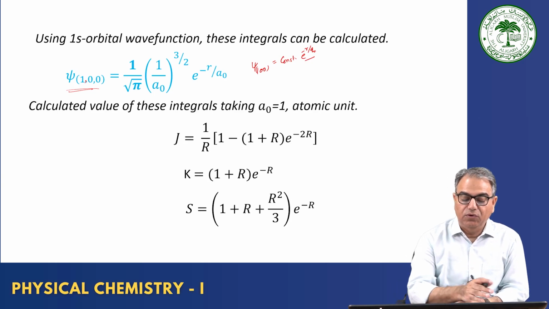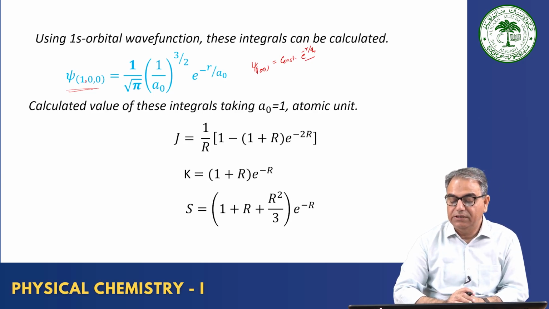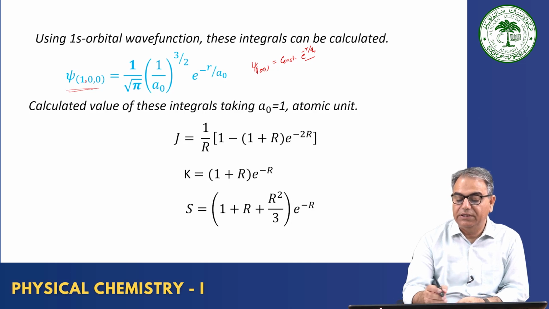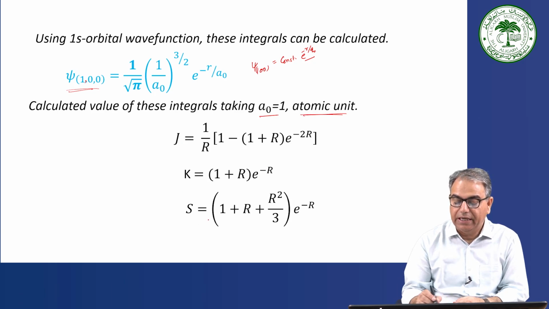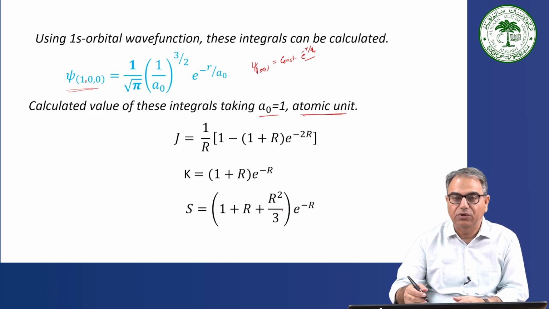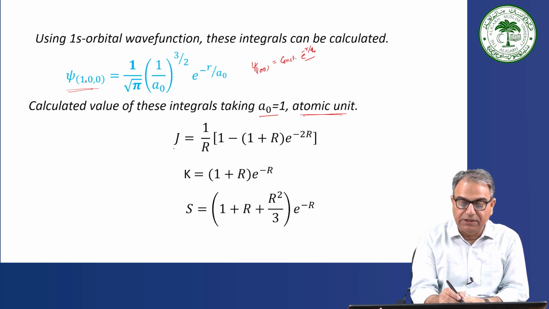Okay. So if you use the calculated values of these integrals, taking a naught equal to 1 atomic unit, J comes out to be this one, K is equal to this one, and S is equal to this one. Knowingly, I did not go into the details of the calculation of these. One can find it somewhere. But look at this one. The value of J we have calculated in terms of internuclear distance.